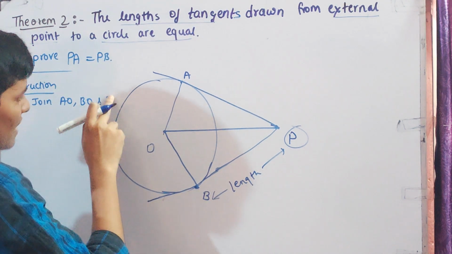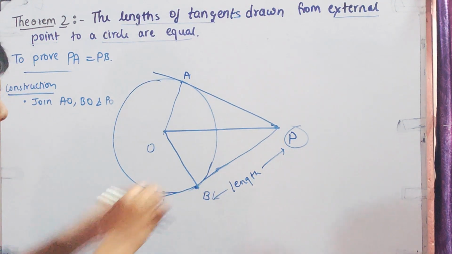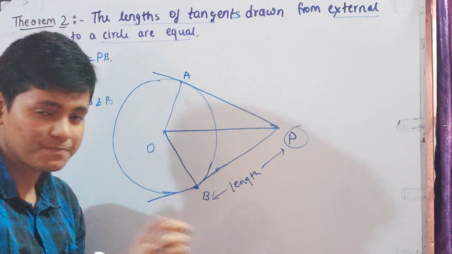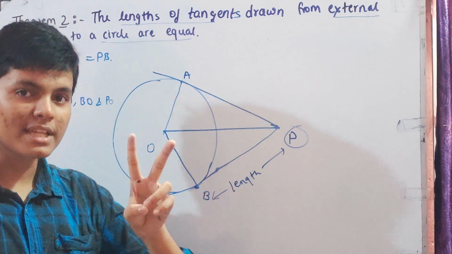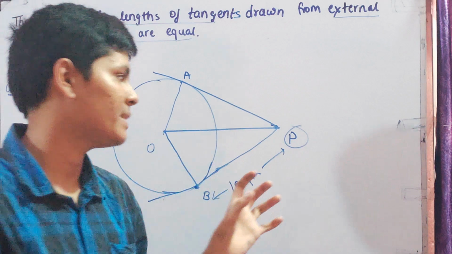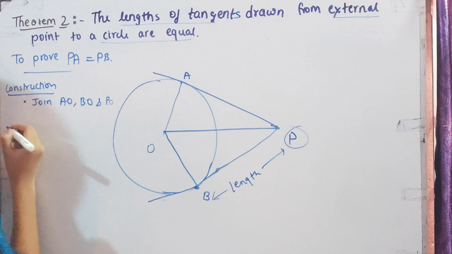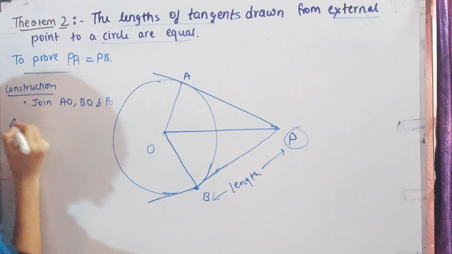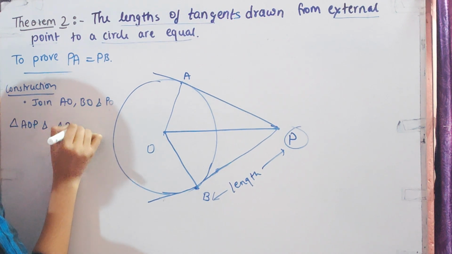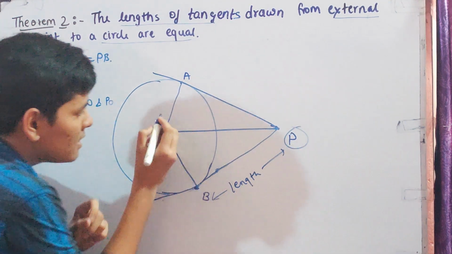So now what we have to actually do here is, we have to prove that PA and PB are equal. PA is a part of triangle AOP and PB is a part of triangle POB. If we have to prove two things equal from two different triangles, how do we do it? We use congruency. Now, how are we going to apply congruency on these both triangles? So, first of all, let us take the triangle AOP and triangle BOP.